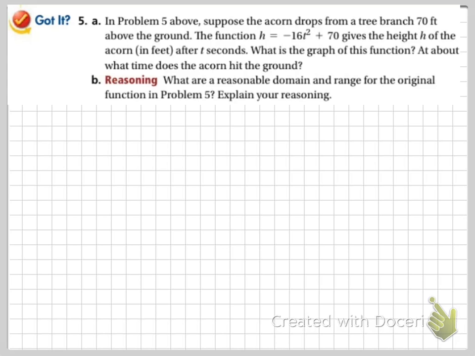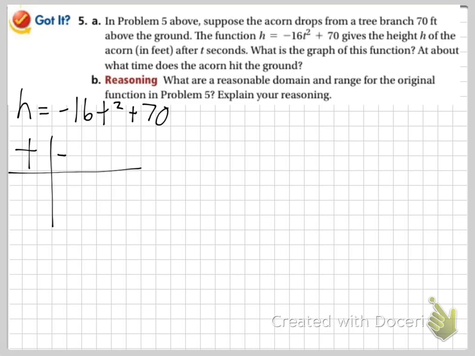The function h equals -16 t squared plus 70 gives the height h of the acorn in feet after t seconds. We're going to graph it. We're going to see what time the acorn hits the ground. So we've got h equals -16 t squared plus 70. Okay, so I'm going to put this in a table. t is our place of x. I'm going to split this up. I'm going to put the -16 t squared here, and then the -16 t squared plus 70 over here. So I'm going to do this in 2 parts.